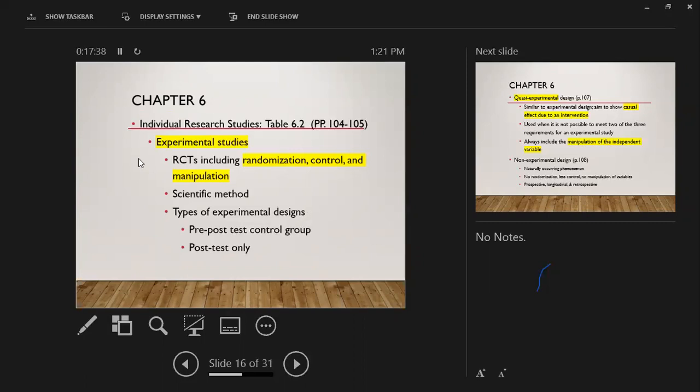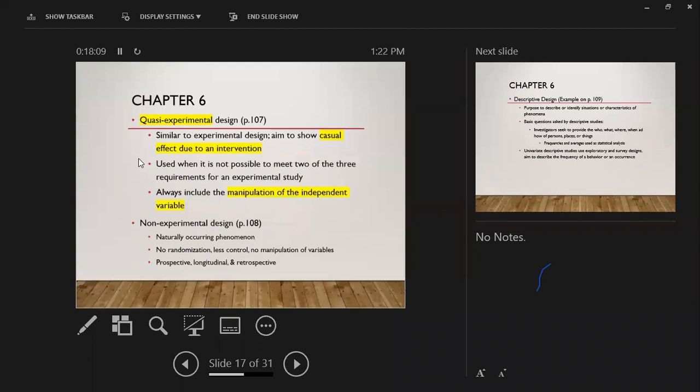And sometimes you can give an intervention and you can collect data. If so, you may have post-test only. But if you can test your participants before you give some intervention, then collect data again, you can have a pre and post-test control group, and you can compare whether your intervention caused any difference before and after. Okay, quasi-experimental.